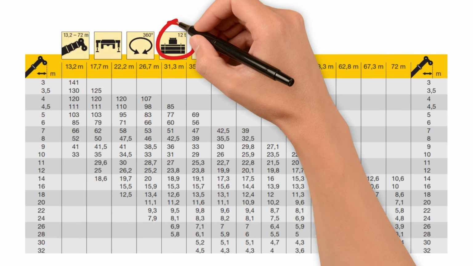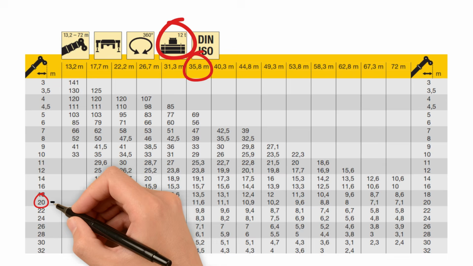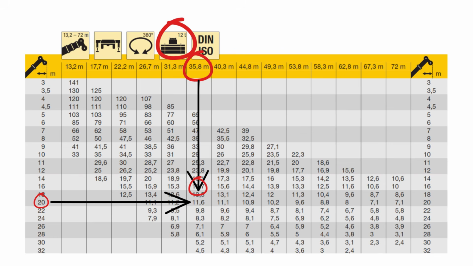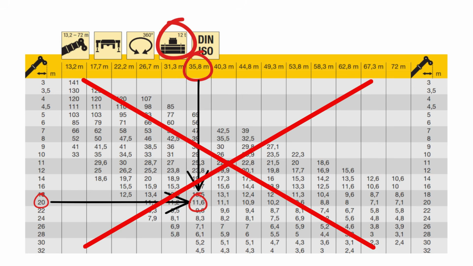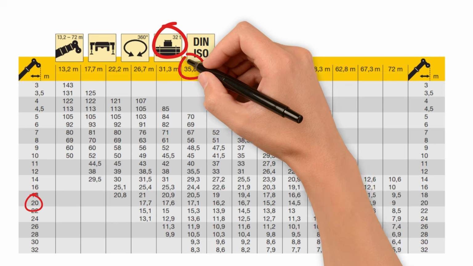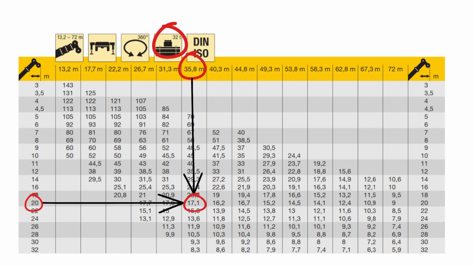Next, let's try a 12-ton counterweight. At the same working radius and boom length, the crane capacity increases to 11.6 tons. Again, this is still below our required lifting load. Therefore, this configuration is also unsuitable. Now let's increase the counterweight to 32 tons. At the same radius and boom length, the crane capacity becomes 17.1 tons.